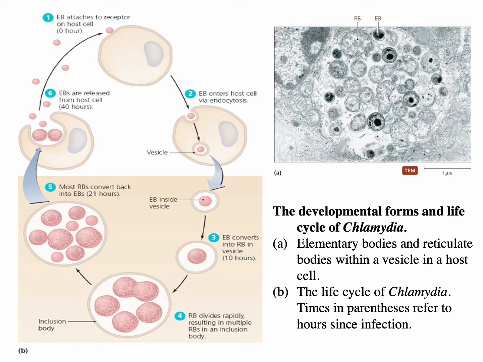You can see some timing there: it takes about 40 hours for the whole cycle to go through. You can actually see that in the electron micrograph, the different shapes and forms, or pleomorphic as we call it, of this chlamydia within the cell, in the vesicle. You have some very electron dense, darker ones, then some not as dark, bigger, smaller, so they are different forms of the cells within that host cell.